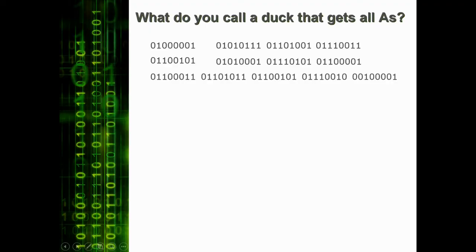Using that sheet, decode this question. What do you call a duck that gets all A's? Pause your video and decode it. See if you can come up with the answer. You call him a wisecracker. So notice that the capital letters start with 010, and the lowercase letters start with 011. That's something to help you narrow down where to find those letters. Also notice that there is a binary code for the exclamation point.